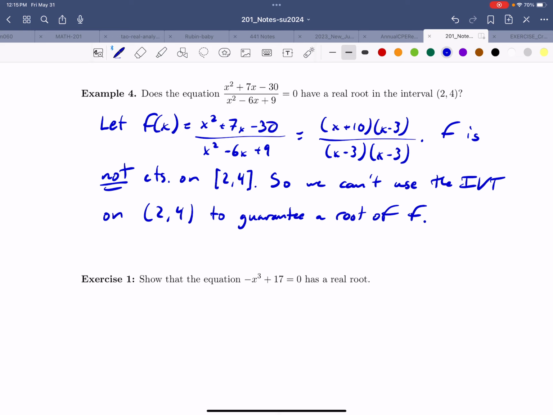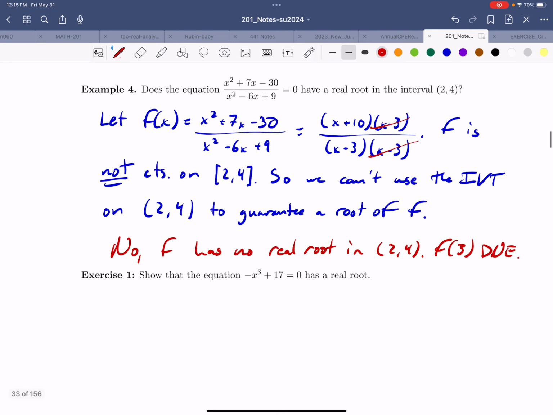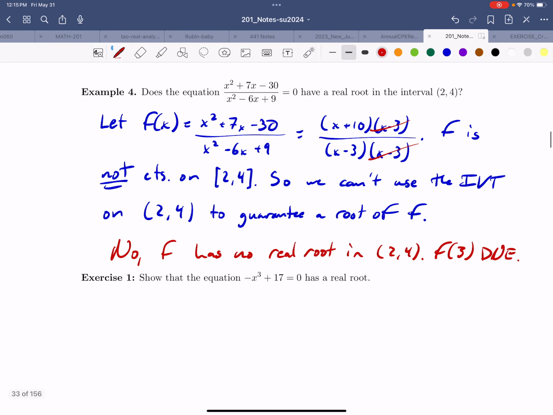So anyway, to answer the question, no, it turns out f has no real root in 2 to 4, right? You might think, oh, it's got to be x equals 3, but actually no, f of 3 does not exist. All right, and when you cancel it out, you can pretty clearly see there's no root, right? So not only can you not use the intermediate value theorem, this doesn't violate the intermediate value theorem because you couldn't use it in the first place.